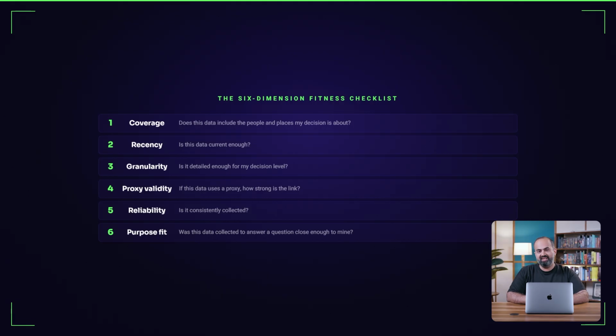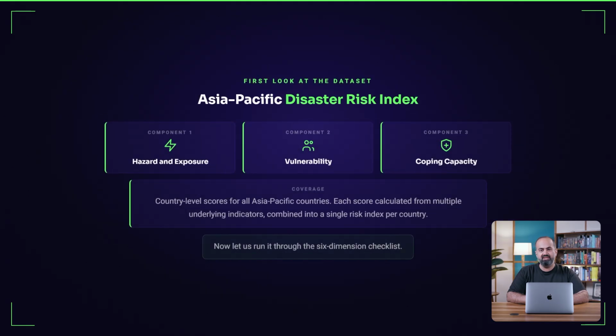Now let us apply it. Look at the Asia Pacific Disaster Risk Index. It is a country-level dataset that scores each country in the region on 3 composite dimensions: hazard, exposure, vulnerability, and coping capacity. Each score is calculated from multiple underlying indicators and combined into a single risk index per country. Let us run it through the checklist quickly.